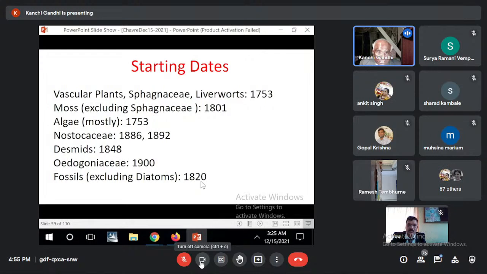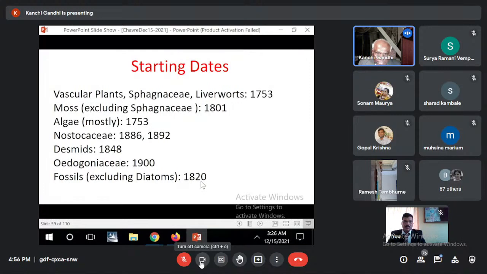And the rest of the botanical committee, they accepted. So anyway, algae for the most part, including diatoms, it is 1753, but these are the three special groups that have different dates. In bryophytes, sphagnum starts with 1753, but other moss only from 1801. Fossils, excluding the diatom fossils, it is 1820. This is how the fossil specialists wanted.